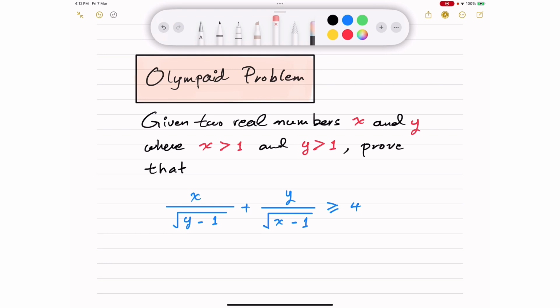In this video, I'm going to show you how to solve this Olympiad problem. Given two real numbers, x and y, where x is greater than 1 and y is greater than 1, we need to prove that x divided by the square root of y minus 1, plus y divided by the square root of x minus 1, is greater than or equal to 4. If you're interested, pause this video, give this problem a try, and then keep watching for a solution.